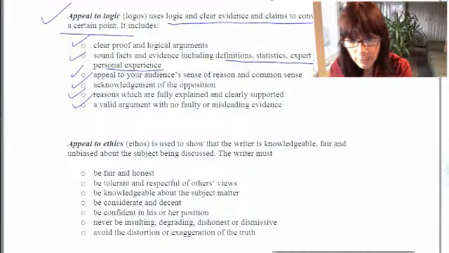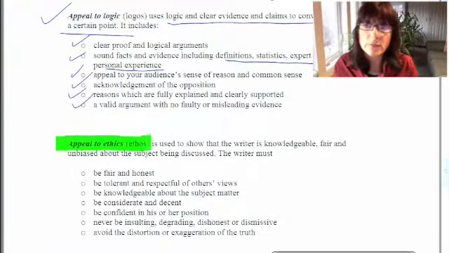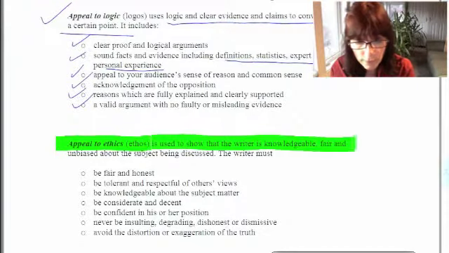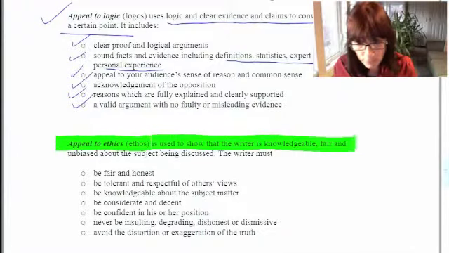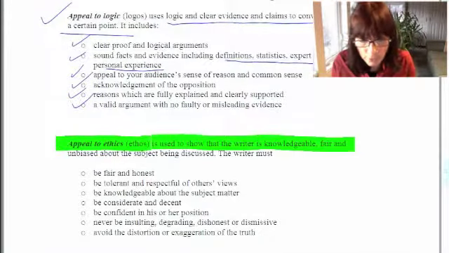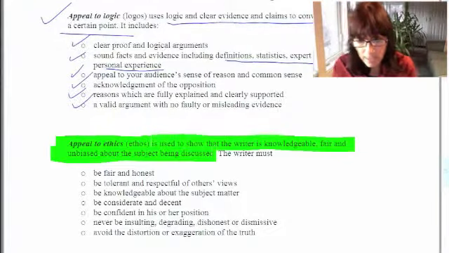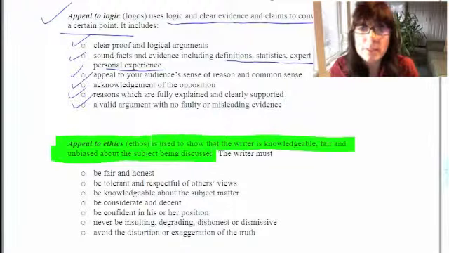Another way of winning over your reader is to appeal to ethos, or your reader's sense of ethics. That's used to show that you, the writer, are knowledgeable. So to appeal to that sense of ethics, you have to be knowledgeable, you have to show that you're fair, and you cannot be biased about the subject being discussed. You have to be careful the way you word things and not be biased.